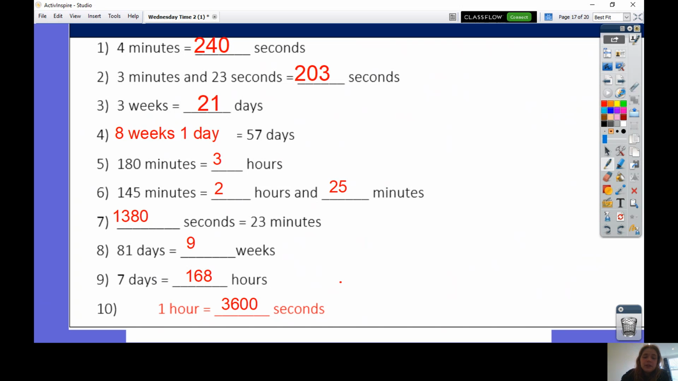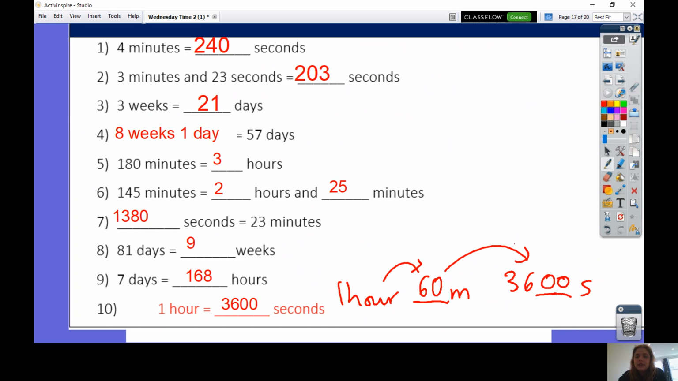For down here, you wanted to know 1 hour in seconds. First, how many minutes is that? It's 60 minutes. So then you're converting 60 minutes into seconds. So you're doing 60 times 60 again, 3,600. It was in red because you had 2 steps to do for that one.